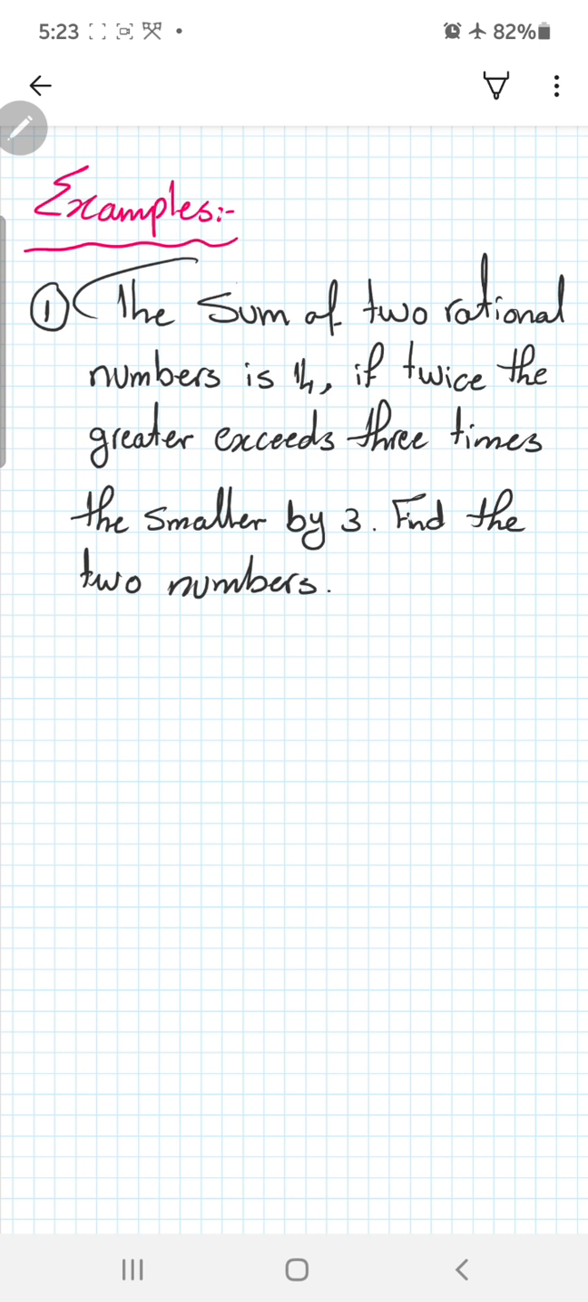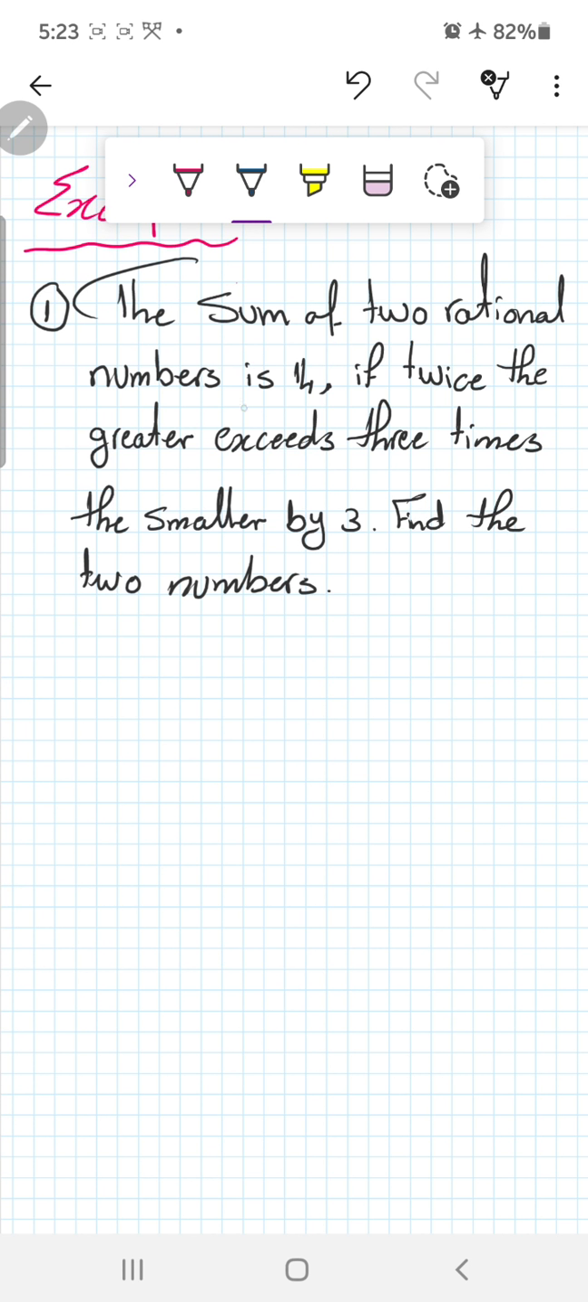Okay, this lesson depends on lesson 1. We have here some word problems and we want to translate them into two equations of first degree. For example, number 1: the sum of two rational numbers is 14. If twice the greater exceeds 3 times the smaller by 3, find the two numbers.